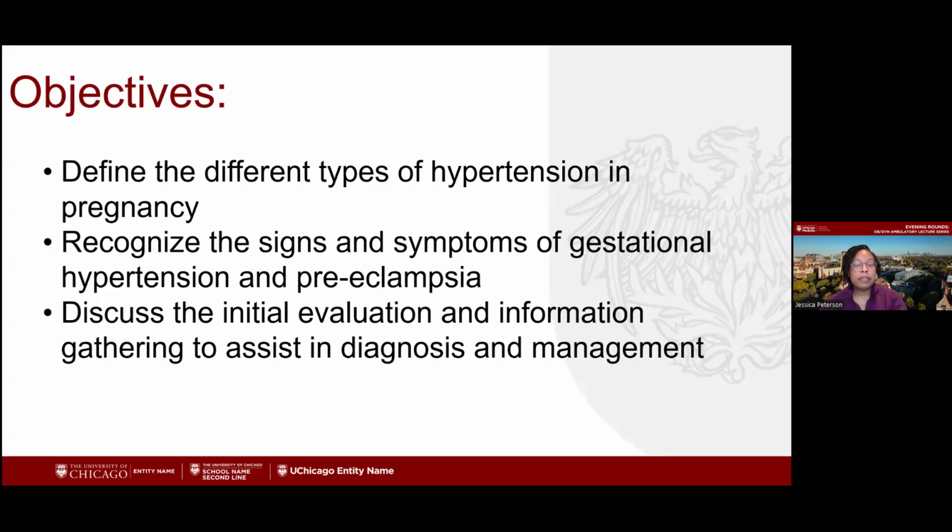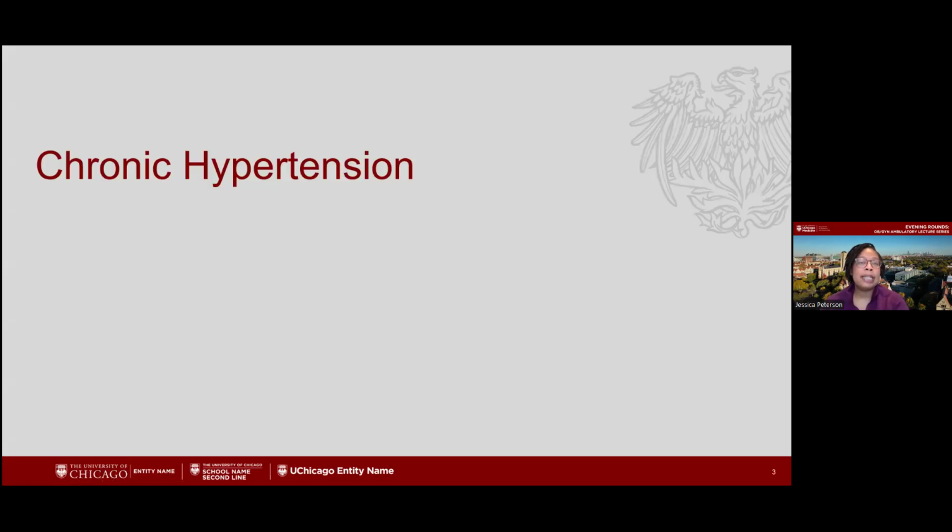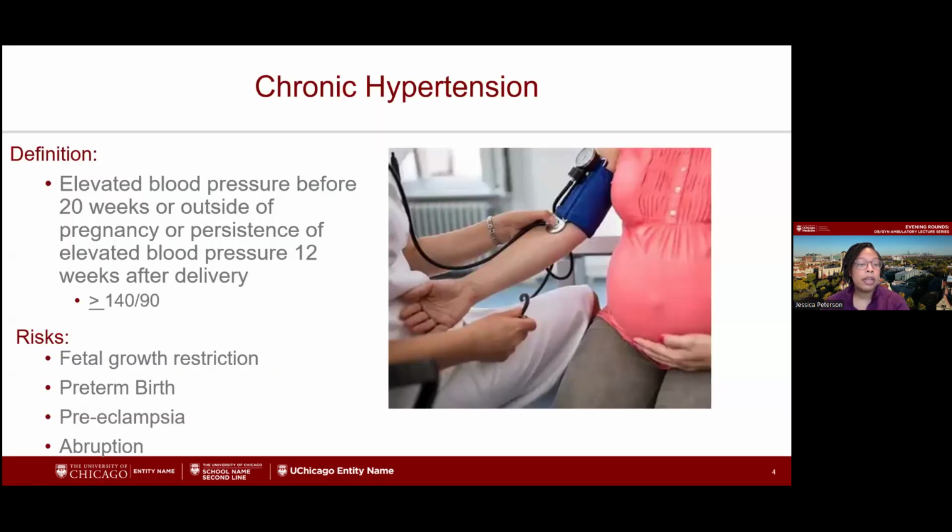So the objectives of this talk would be to define different types of hypertension in pregnancy, to recognize the signs and symptoms of gestational hypertension and preeclampsia, and to discuss initial evaluation and information gathering to assist in diagnosis and management. So first, we'll start off with chronic hypertension because that is seen not infrequently in our clinic.